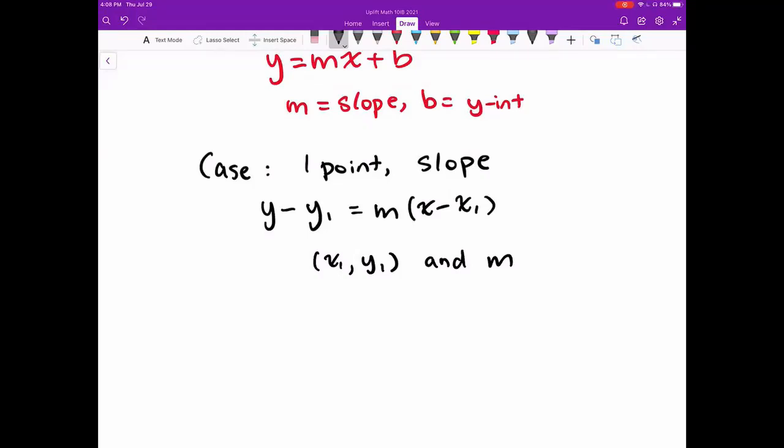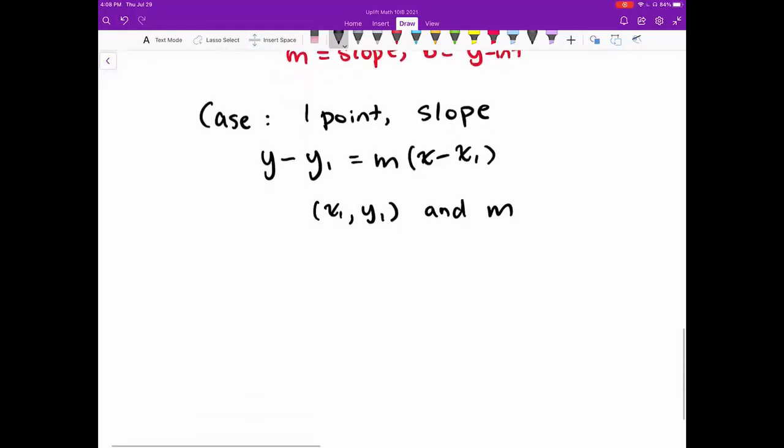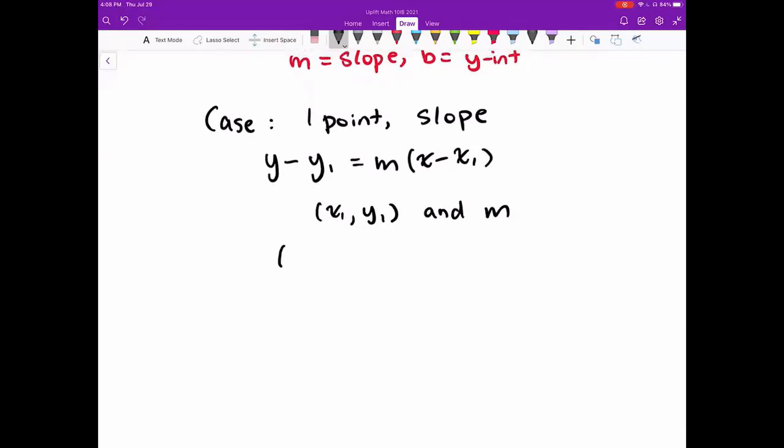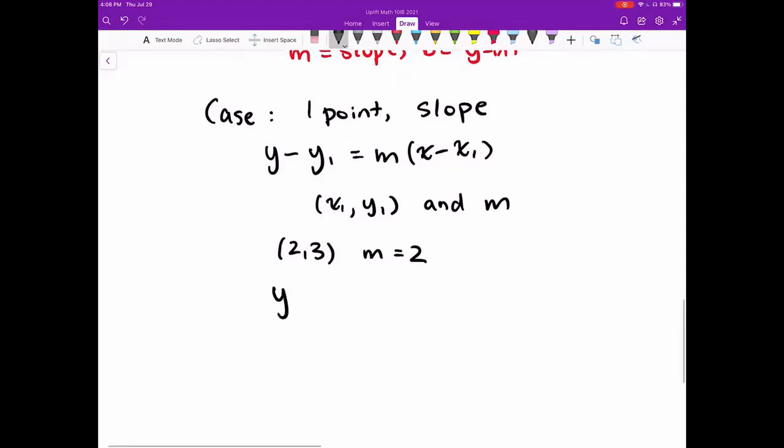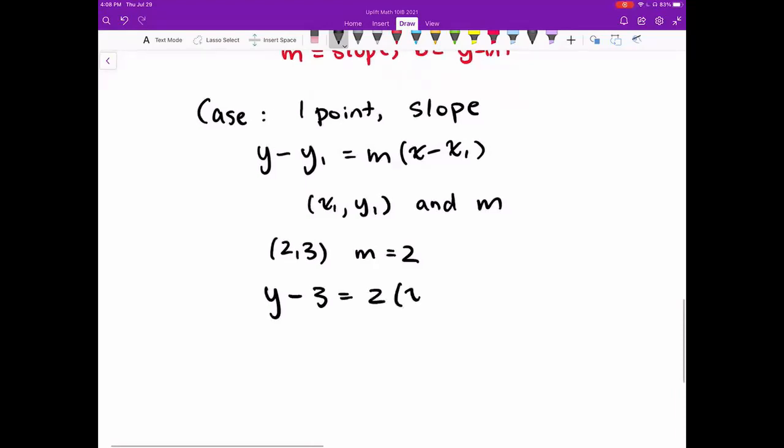Let's give an example. If we have the point 2, 3, and a slope of 2. I don't think that's gonna come out nice. No, it's okay. Oh yeah, it works. What we can do is sub it into that slope point form, and then we get y minus 3 is equal to 2 times x minus 2.